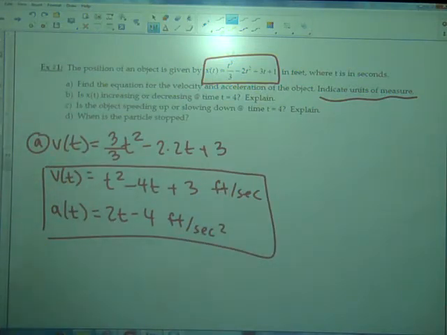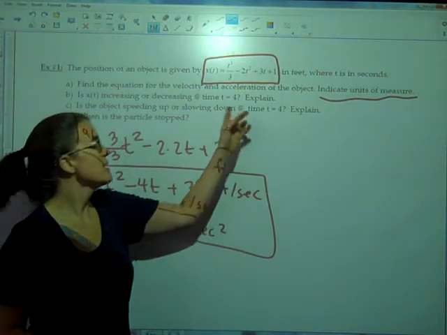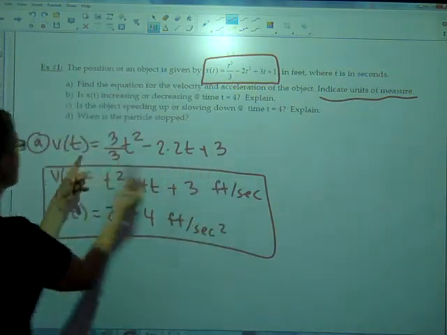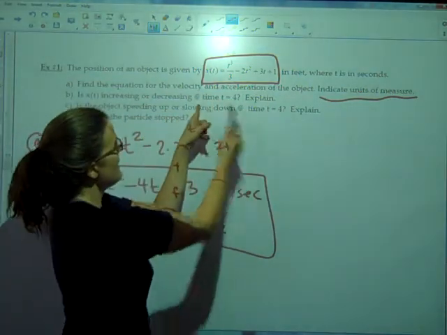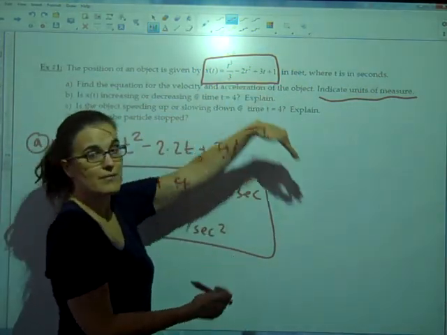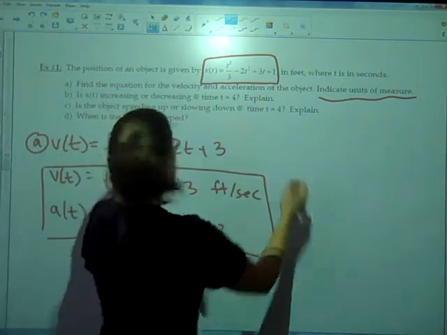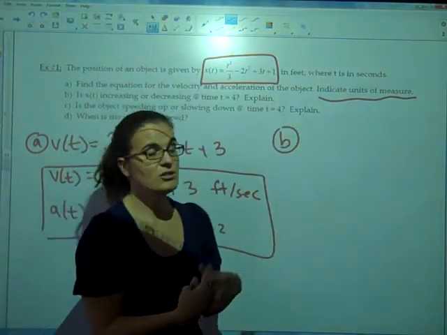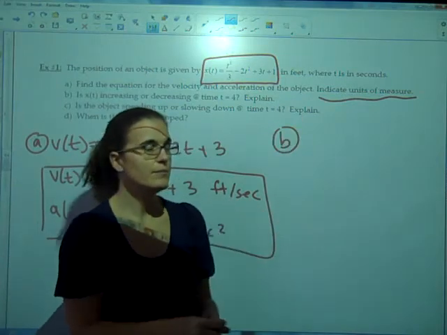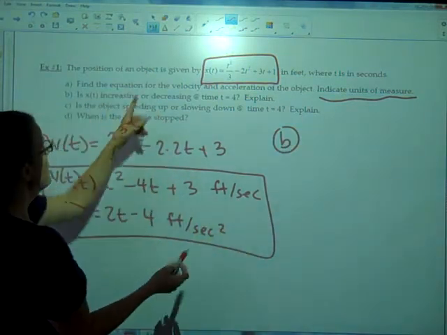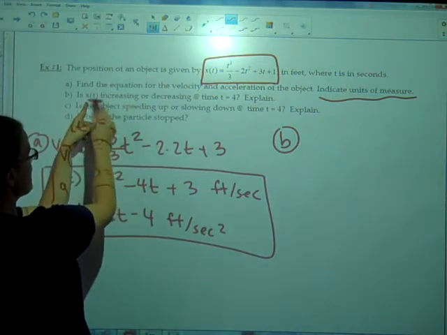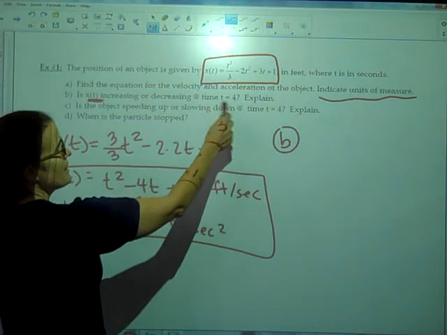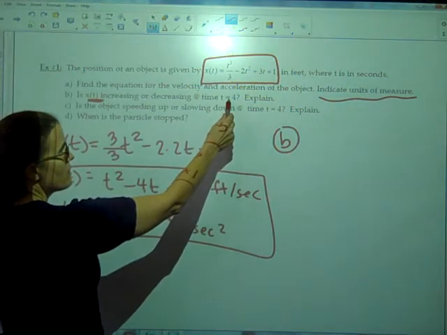Part B is asking, is x of t increasing or decreasing at time t equals 4? We want to know if x of t, if we were to graph this, at t equals 4, was the graph going up or coming down? Remember, to figure out if something's increasing or decreasing, we can look at the derivative of that thing and check for the positive or negative sign. We already know the derivative, and we see whether we get a positive or negative when we plug in 4.